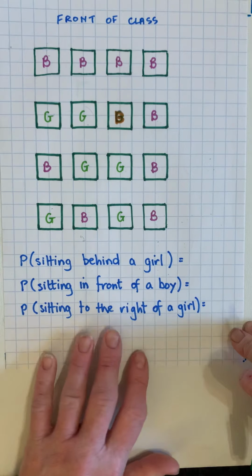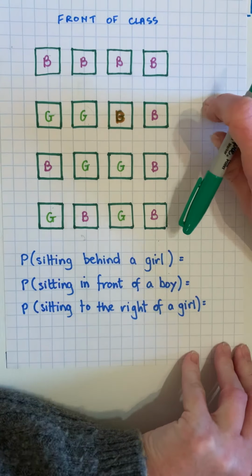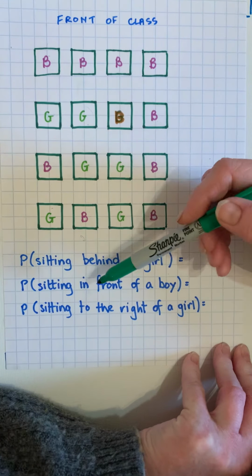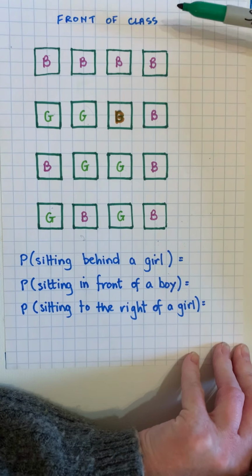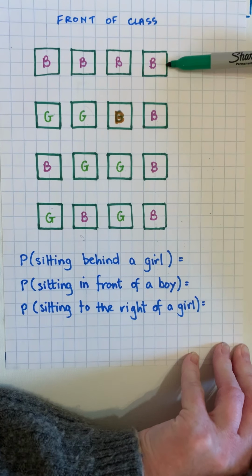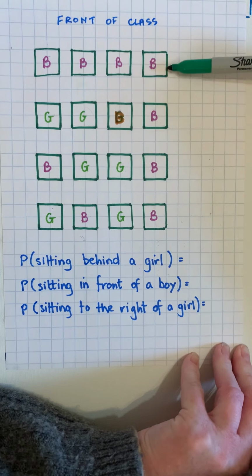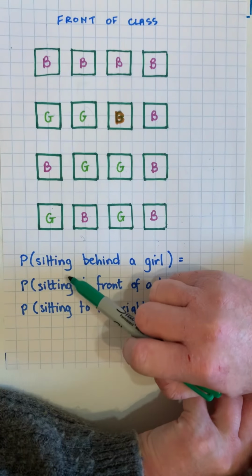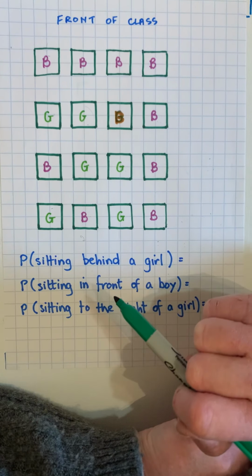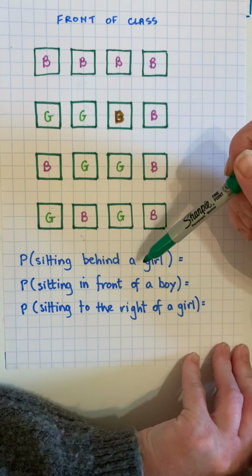This is a slightly trickier question, definitely a level 3 question. So, here I have a classroom. This is the front of the room. And we've got 16 chairs, 4 by 4, 16 chairs. And the diagram shows you whether a boy or a girl is sitting on each chair. So what is the probability that you pick someone at random and they are sitting behind a girl?